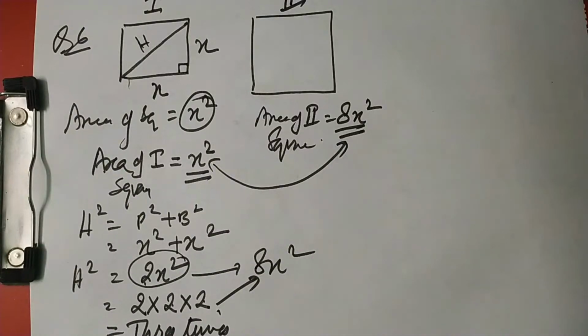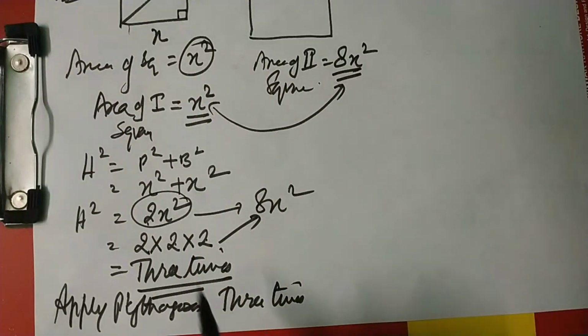So the area of the square becomes 8, and 8 will come when I multiply 2 with 2 with 2, 3 times. So the answer is 3 times.